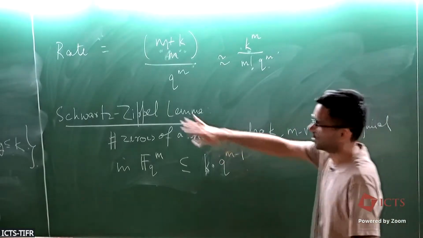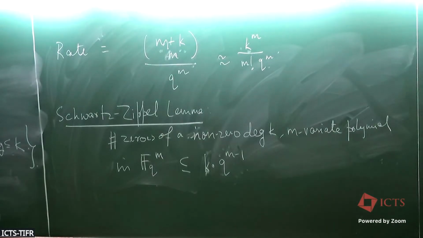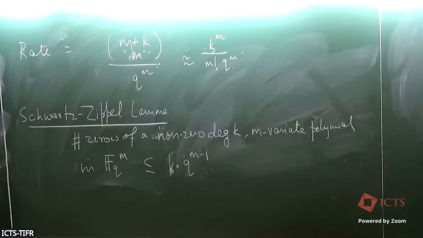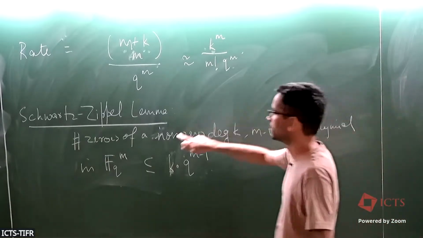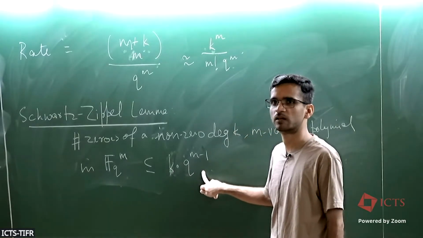I've written it in this setting where we are over F_q, but the statement is more general in some sense. This is the statement we'll be sticking with. So how does this imply the distance of that code? If you have two code words, corresponding to polynomials p1 and p2, the number of coordinates where they agree is the same as the number of coordinates where p1 minus p2 vanishes. And p1 minus p2 is a non-zero m-variate polynomial of degree at most k, and we are counting the number of zeros in F_q to the m. That's at most k times q to the m minus 1.